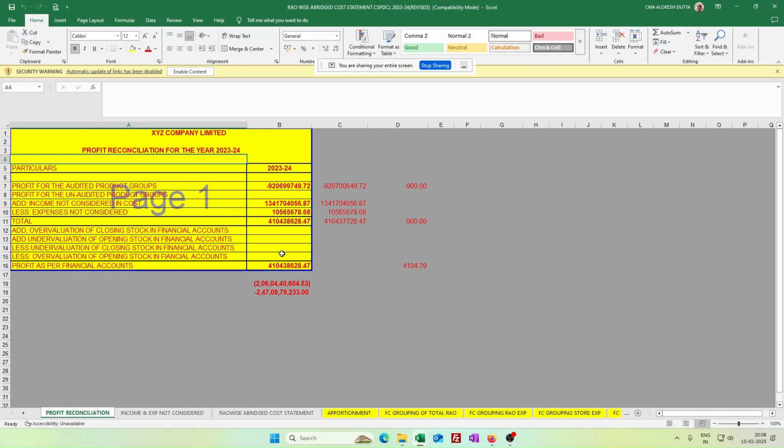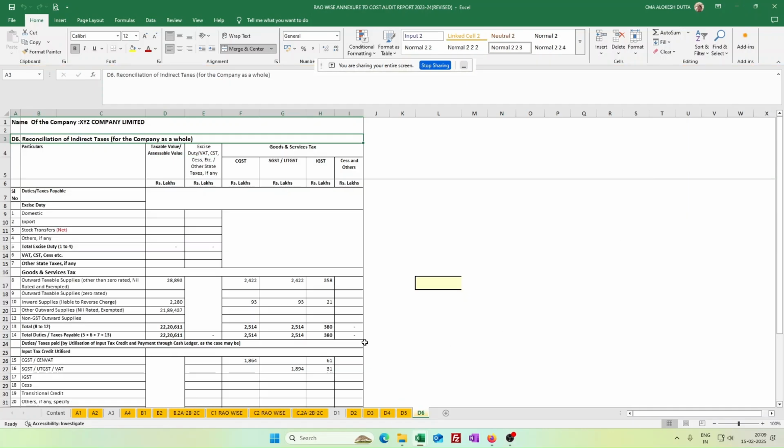And what is the undervaluation and overvaluation of financial accounts? The closing stock valuation and opening stock valuation, the difference of stock variation in cost and in accounts. The difference should be reflected here. So this is the quick recapitulation of the part which we already discussed yesterday. Now I just keep it minimized and open this one.